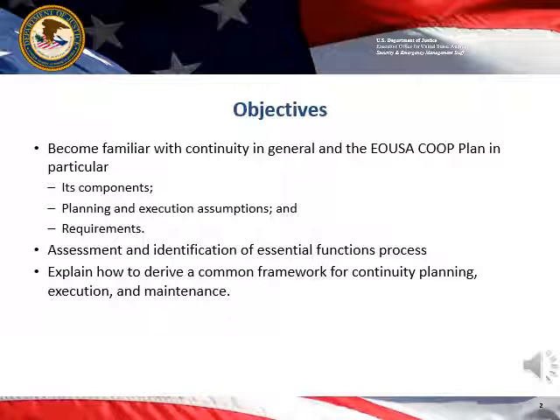This presentation provides a brief overview of the EOUSA Continuity of Operations or COOP plan. In it, we discuss the plan components, planning assumptions, and requirements. We will discuss the process used to identify EOUSA mission essential functions by conducting a sample business impact analysis and show how it helps the COOP plan development, execution, and maintenance.